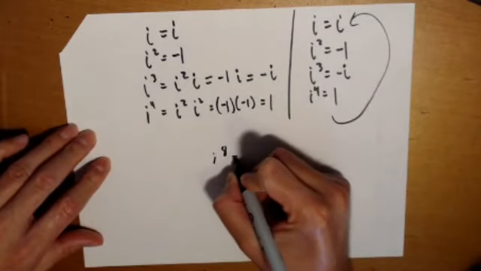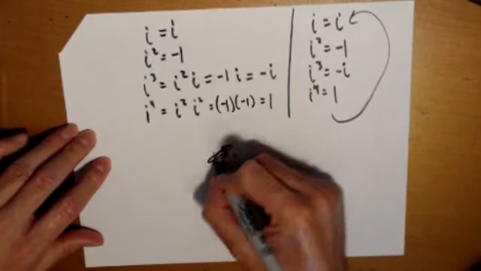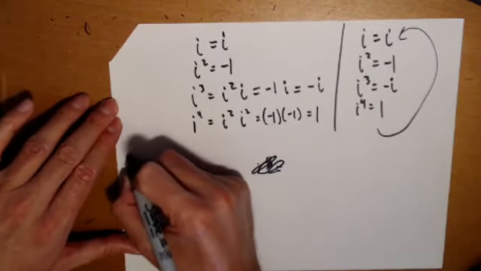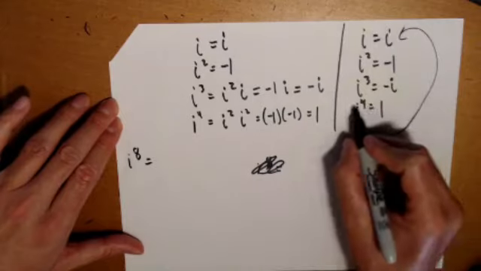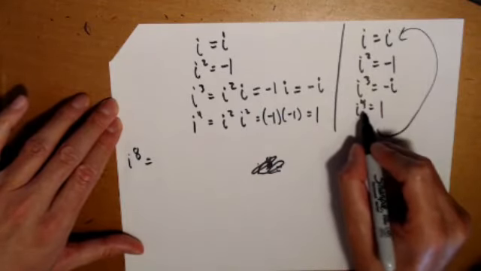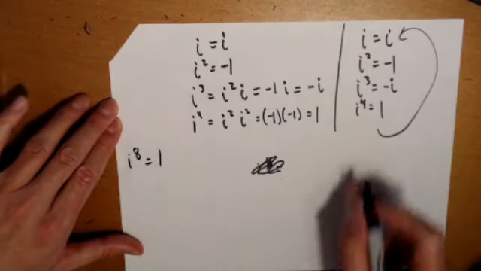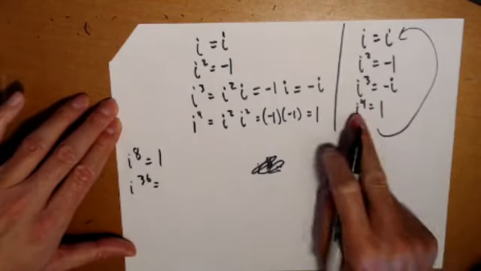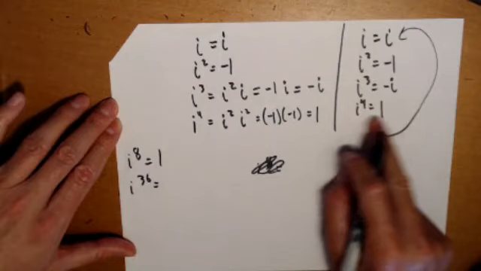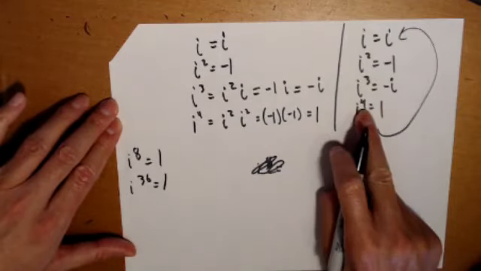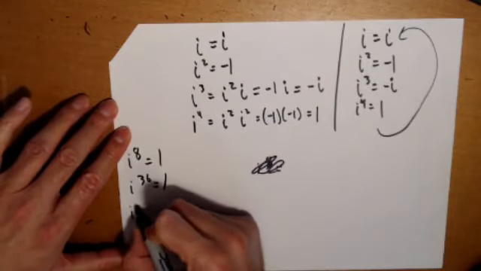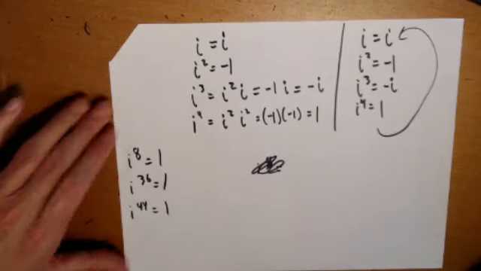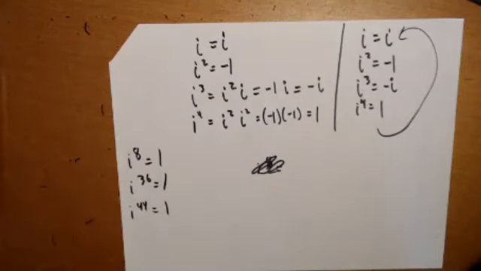So i to the 8th: does 4 go into it perfectly? Then the answer is 1. Okay. How about i to the 36? Does 4 go into it perfectly? Yeah. Boom. So if 4 goes into it perfectly, it's 1. i to the 44: does 4 go into 44 perfectly? Yeah, 1.